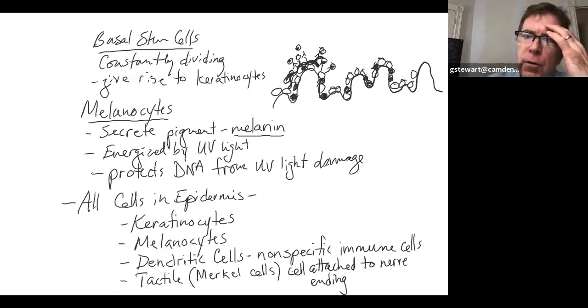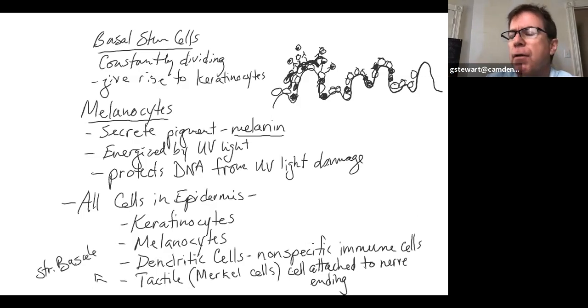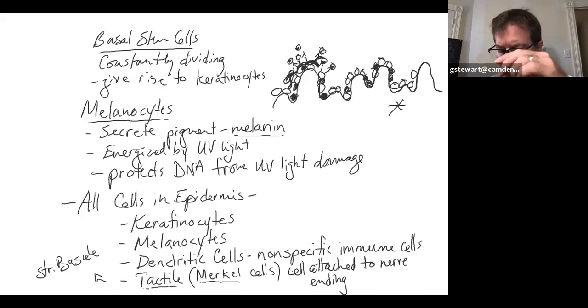We do find them in the stratum basale, that deepest layer of the epidermis, but they're really quite rare. They're so rare that I don't even know if any would show up in this diagram I drew up here. All right, so I do want you to recognize this name. This is just named after the scientist who discovered them, but Merkel cells are tactile or touch receptors, and they are real cells that are attached to a nerve ending.